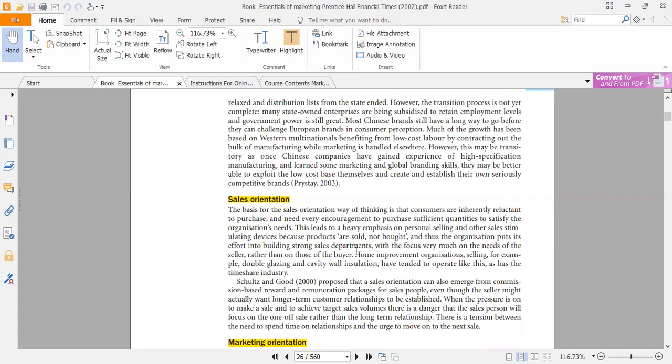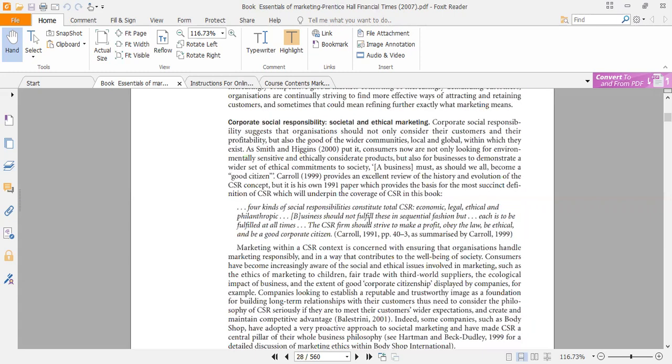Yeah, these were the orientations, and corporate social responsibility and ethical marketing. This was the latest orientation because companies are working in a society, right? We're talking about the marketing orientations. We have discussed product, production, sales, marketing, and the latest is corporate social responsibility. This is known as CSR, right? So let me highlight this. And societal and ethical marketing.